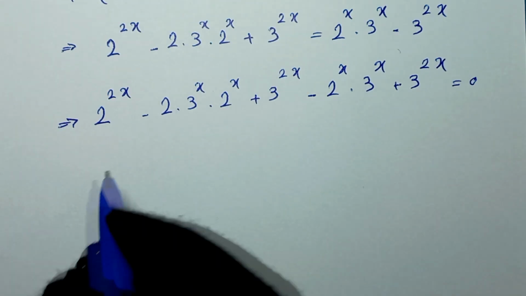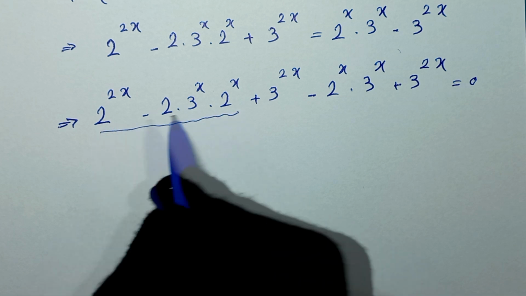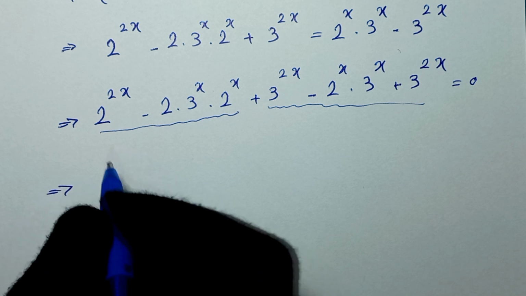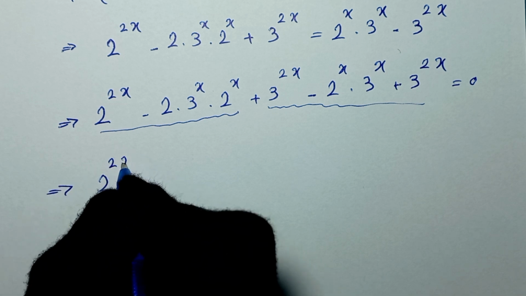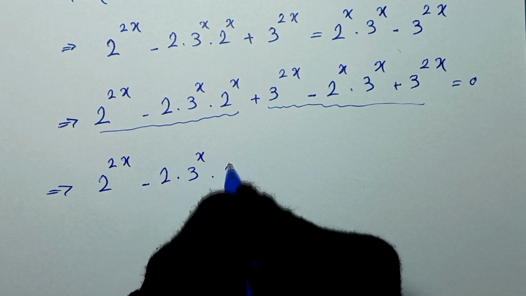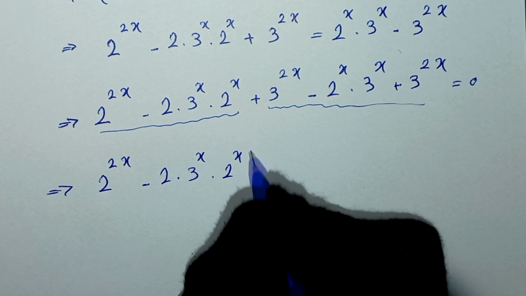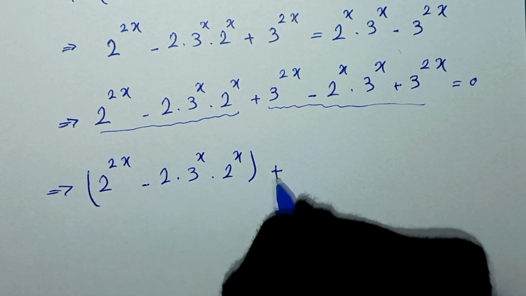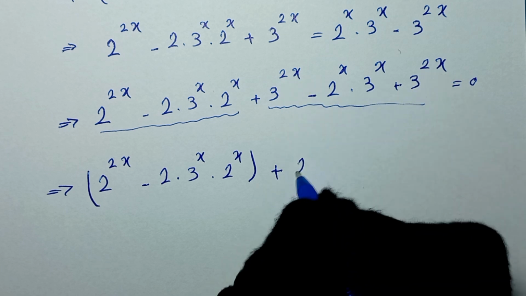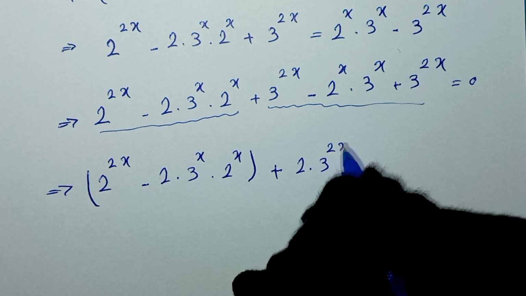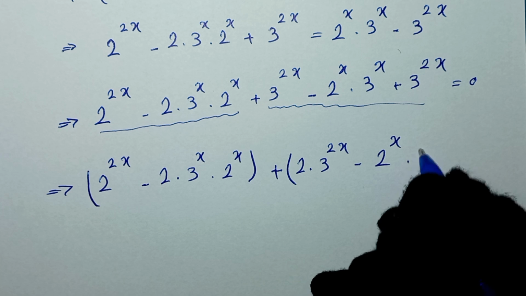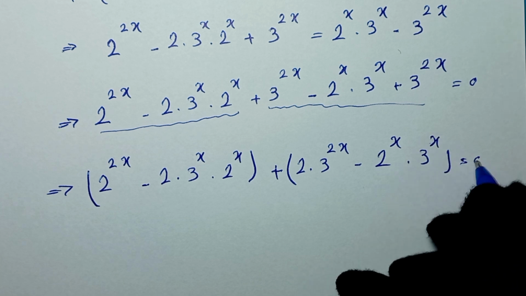In next step, we take these two parts together and these three parts together, so it will be 2 to the power of 2x minus 2 times 3 to the power of x times 2 to the power of x, right? And plus 3 to the power of 2x plus 3 to the power of 2x, it will be 2 times 3 to the power of 2x, and minus this 2 to the power of x times 3 to the power of x is equal to 0.